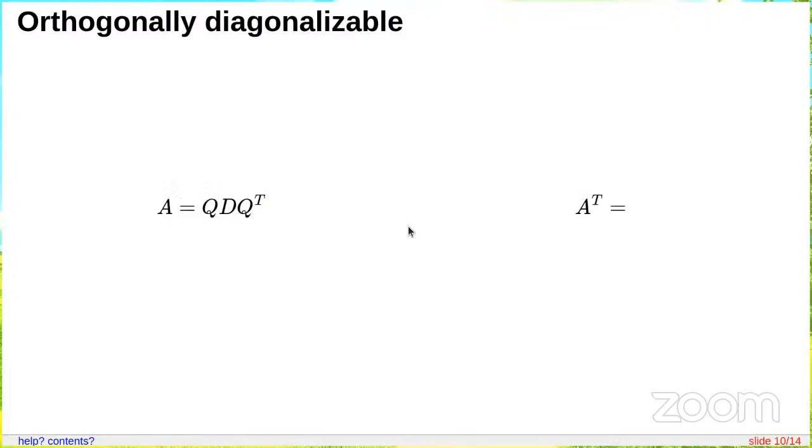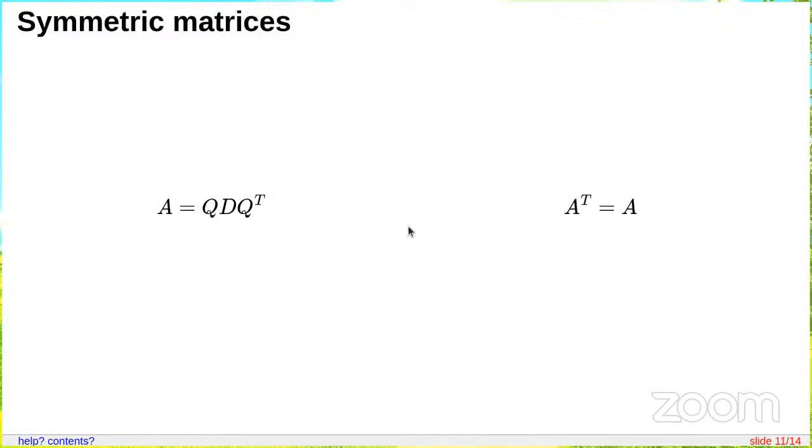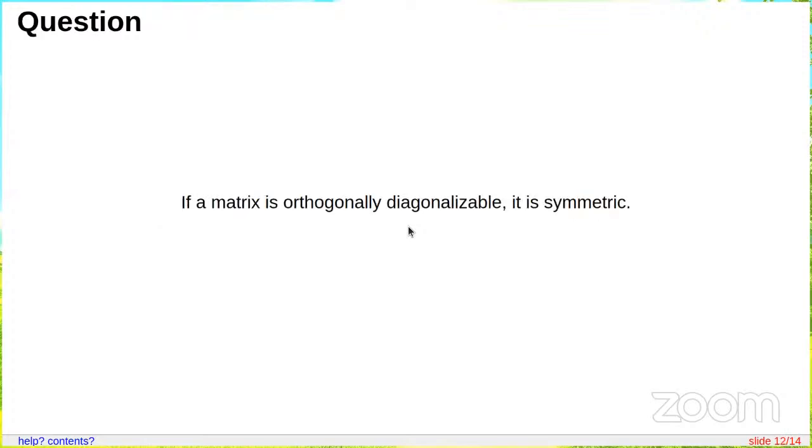Now, what can you say about A transpose? Equals to A. A transpose equal to A, which means A is symmetric, right? So if a matrix is orthogonally diagonalizable, it is symmetric. That is what we have arrived at. So the interesting question is, if a matrix is symmetric, is it orthogonally diagonalizable? Okay, this is a question.